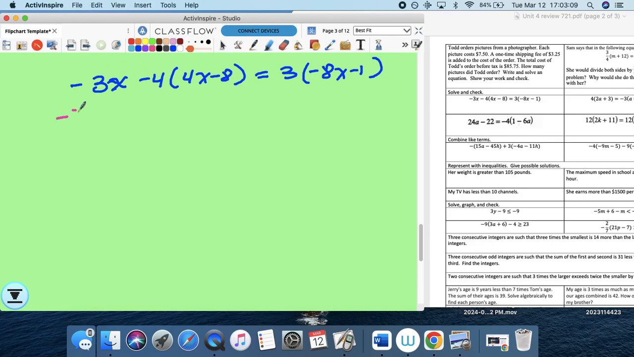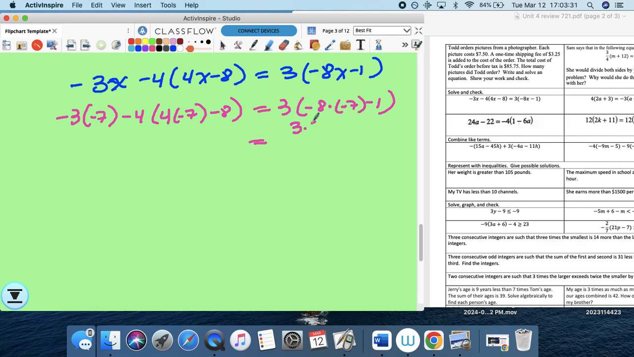So it's negative 3 times negative 7 minus 4 times the quantity 4 times negative 7 minus 8. Okay, there's no mistake this time. 3 times the quantity negative 8 times negative 7 minus 1. Let's do the right side. 8 times 7 is 56. Positive 56 minus 1 is 55. So 3 times 55 is 165. So the right side is okay.